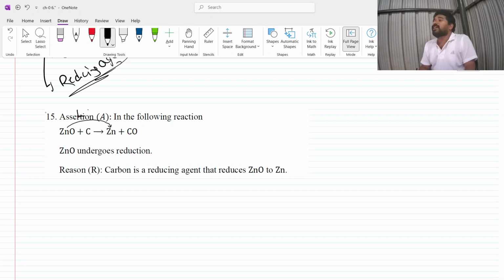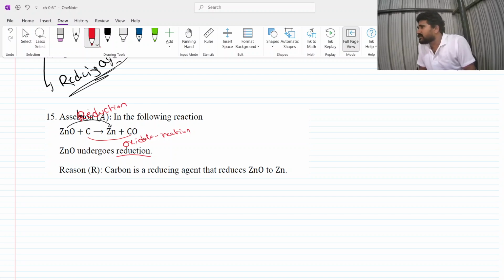It lost the... no, remove. You have to say removal. Don't say lost. Lost is only used for the electron. Removal of the oxygen tells that it is a reduction reaction. Clear? And carbon gained the oxygen, right? It is an oxidation reaction. Correct?